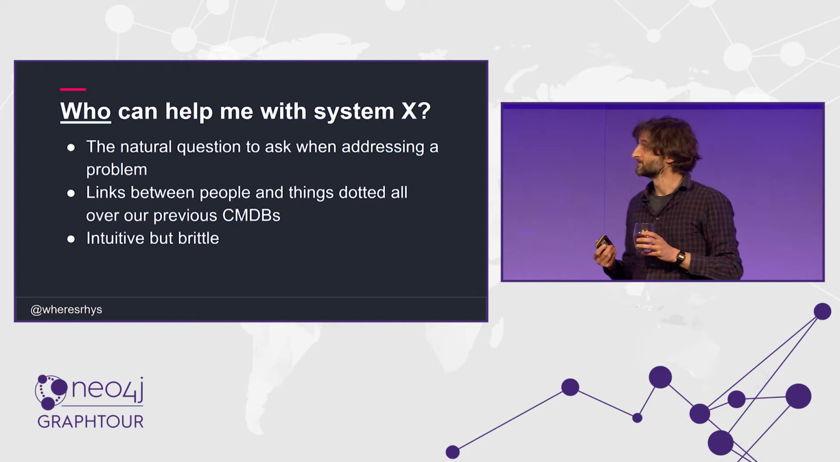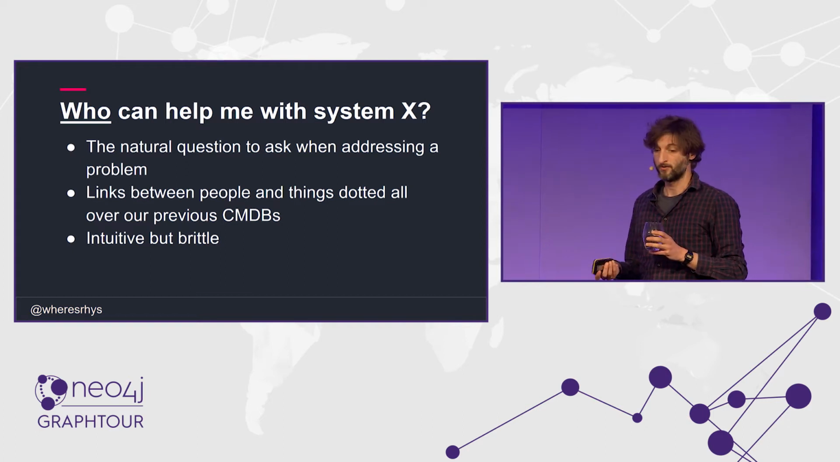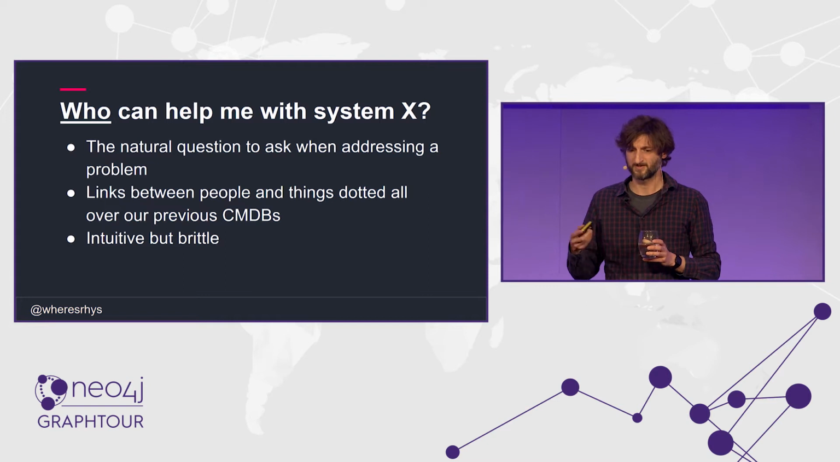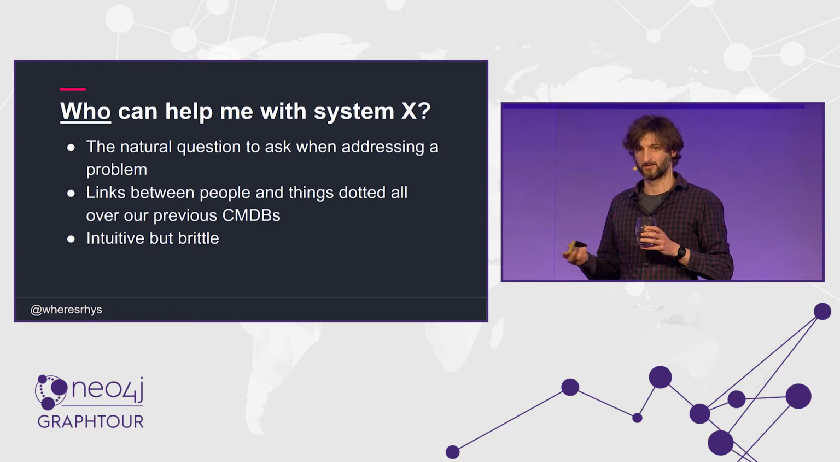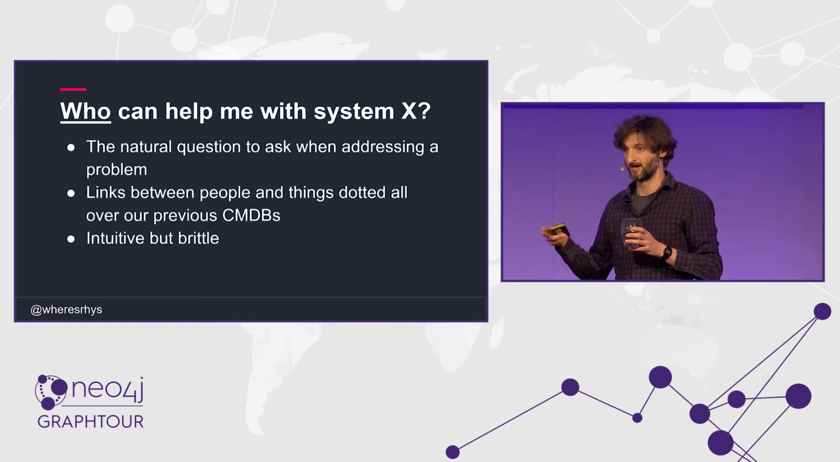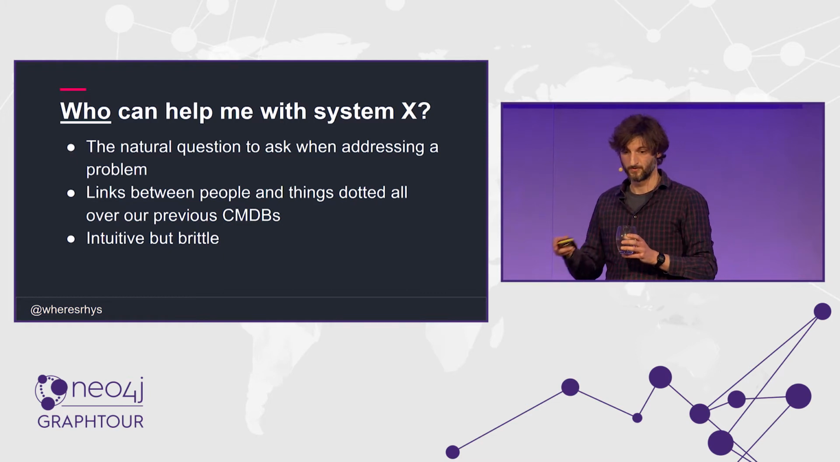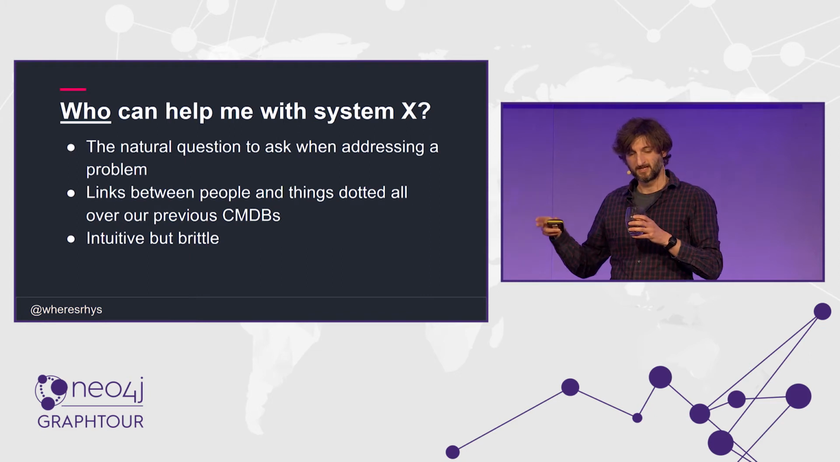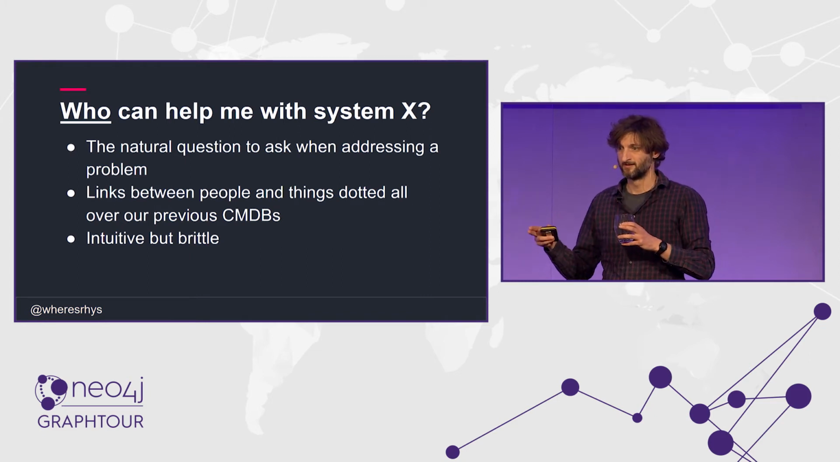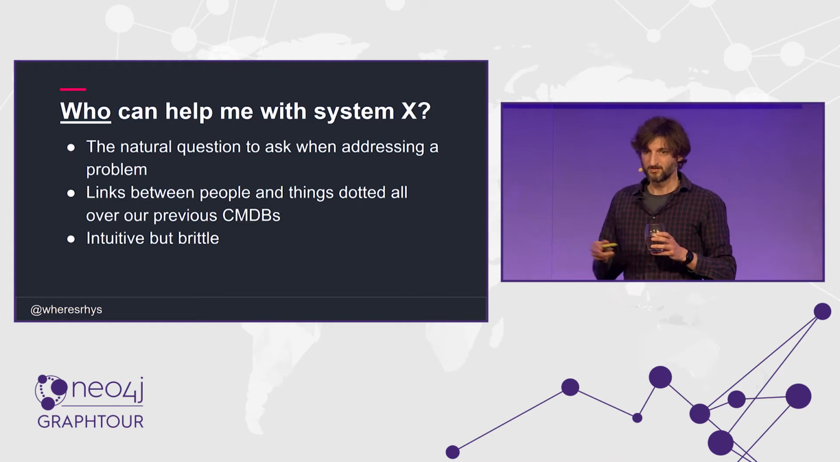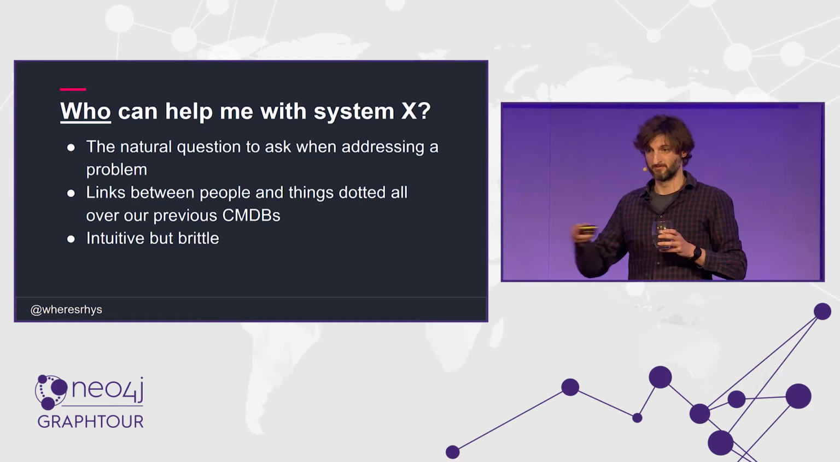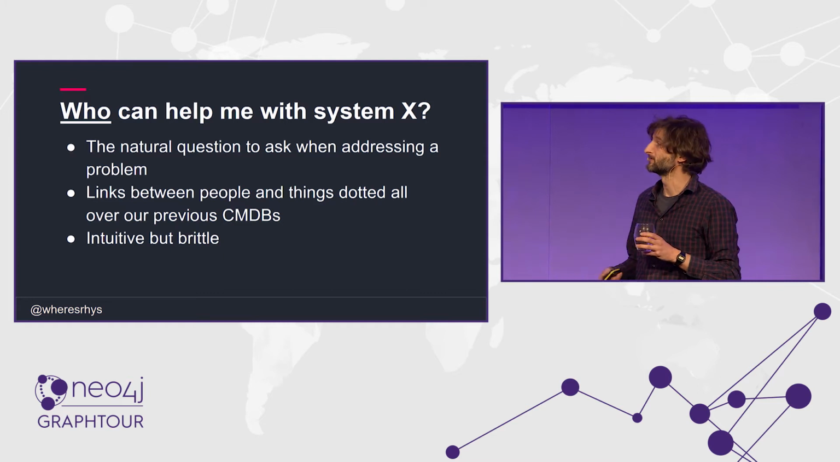Now, going back to the audience for a second, our operations team kind of ask this question: who can help me with this system? That's a natural thing to do when all your tiles are going red and you need to fix something. You need to know who can help me. So that means links between people and things end up being prevalent in these attempts to model it, which is really intuitive, but it is brittle because people move on and those links are very easily broken.